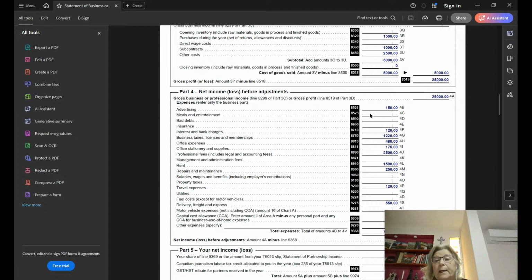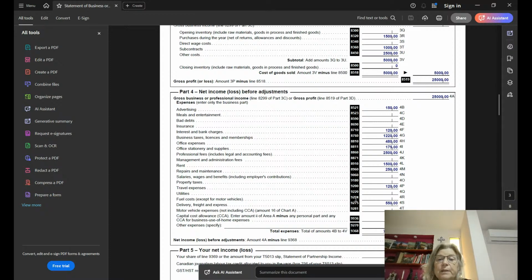So as I add up all of my expenses, they come to 7,065. I take the 25,000 less that. So what I made all year is 17,935. Now, this is important. I want you to pay attention to these numbers here for budgeting and for your income taxes.